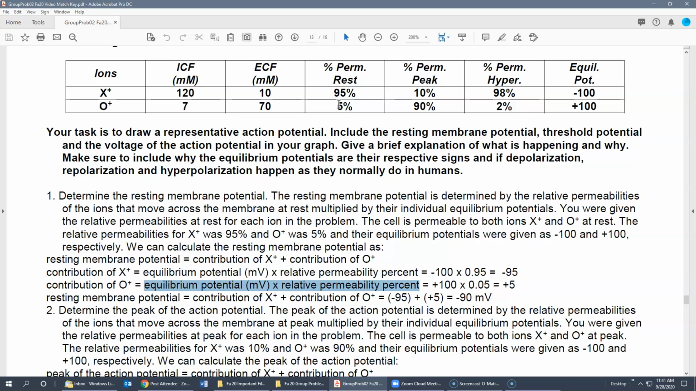The other good check is add those two numbers together. And if you did mess it up, right, you had 0.95 and this says 0.5, it should add to 1, but that would add up to 1.45. You go, wait a minute, I screwed up. Oh yeah, it's 0.05, not 0.5. So then you do that math, plus 100 times 0.05 is positive 5. And then you just add the two contributions together. So minus 95 plus 5 is minus 90 millivolts.